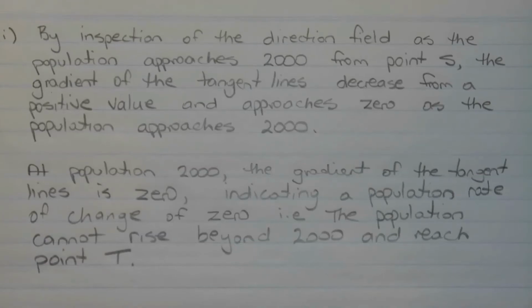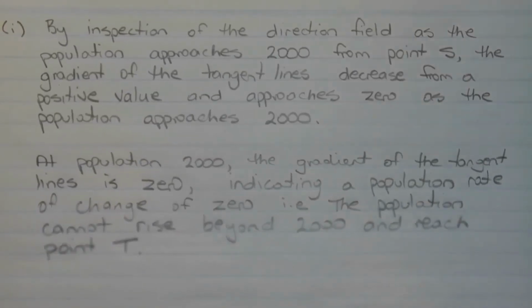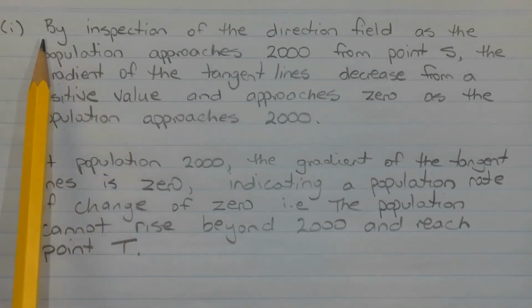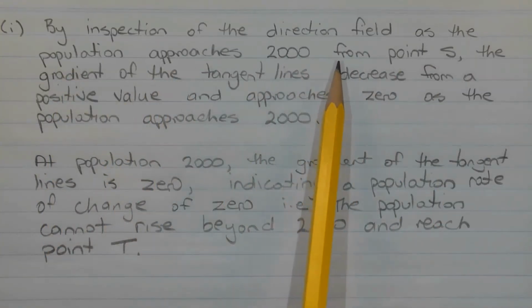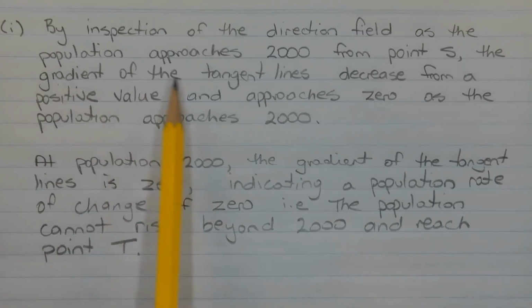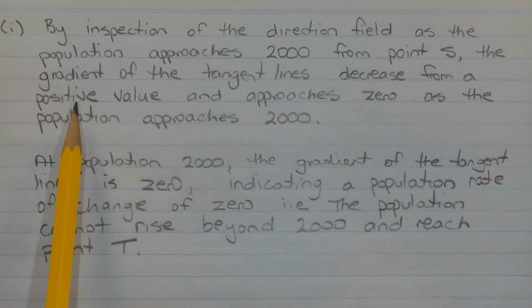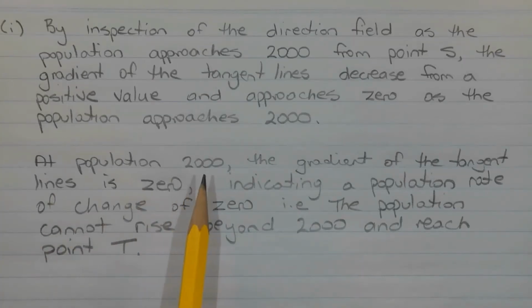So I've supplied a little bit of extra detail here, but I'll go through it. By inspection of the direction field, as the population approaches 2,000 from point S, the gradient of the tangent lines decrease from a positive value and approaches 0 as the population approaches 2,000. Now at population 2,000, the gradient of the tangent lines is 0, indicating a population rate of change of 0. In other words, the population cannot rise beyond 2,000 and reach point T.